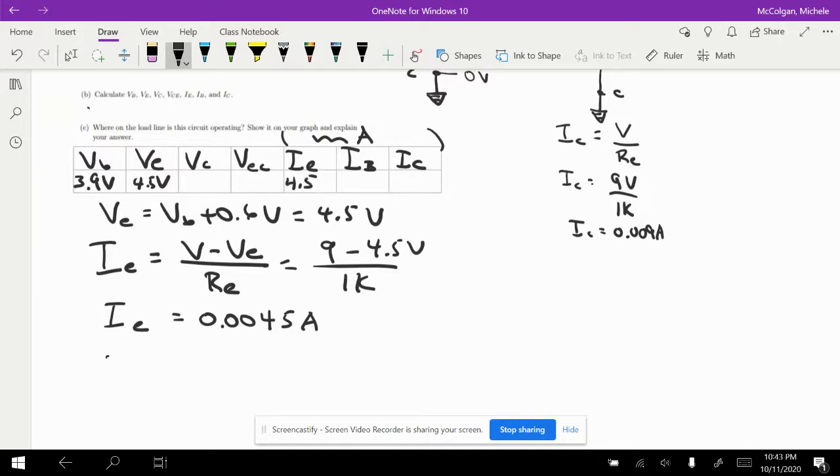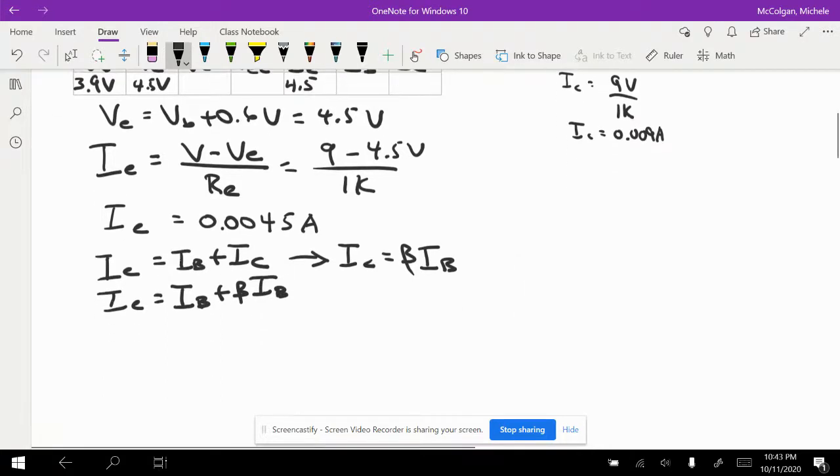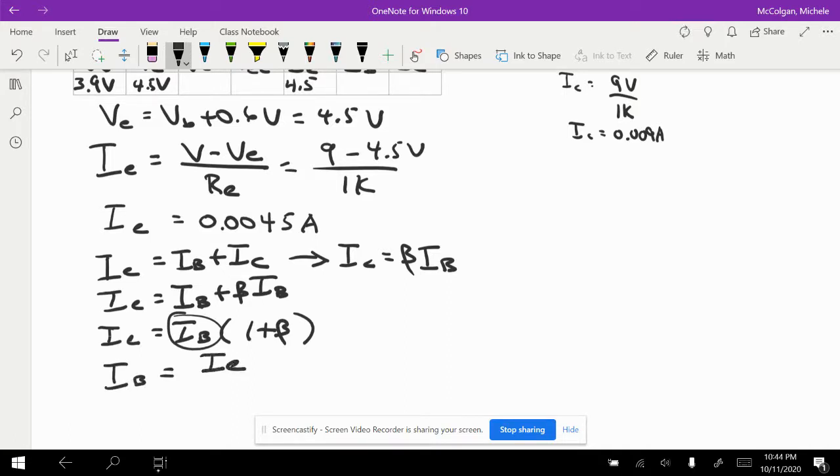Okay, so how do we calculate IB? Well, we know that IE is equal to IB plus IC. And we also know that IC is equal to beta, the current gain, times IB. So we're going to plug this in for IC, and we get IE is equal to IB plus beta IB. We can then factor the IB out, so IE is equal to IB times 1 plus beta. Now we're solving for IB, so we divide both sides by 1 plus beta. So IB is equal to IE over 1 plus beta.